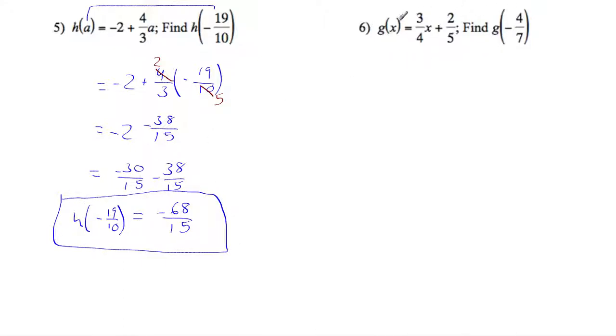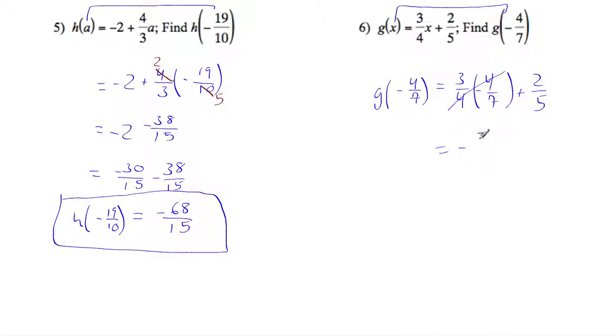And over here, x I replace with negative 4 sevenths. So g of negative 4 sevenths is equal to 3 fourths times negative 4 sevenths plus 2 fifths. You can see these 4's are going to slice right off. So I'm going to get negative 3 sevenths plus 2 fifths. Common denominator is what's needed here. So I'm going to say that's going to be 35.